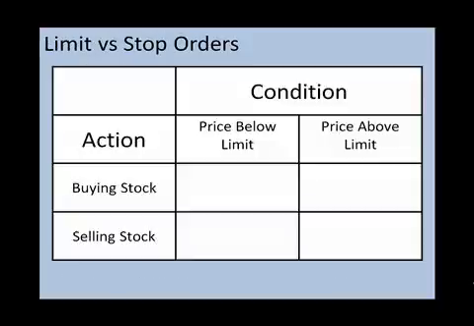With both limit and stop orders, we have conditions about the price. So suppose we have a stock, and that stock is trading at $26. If we place a limit buy, that means we will buy the stock if the price falls below a certain limit. So we have a limit buy here.